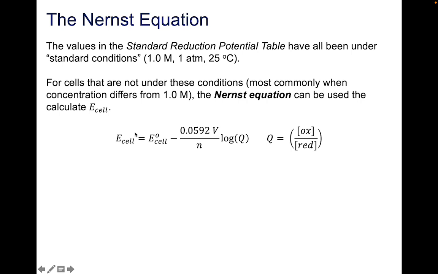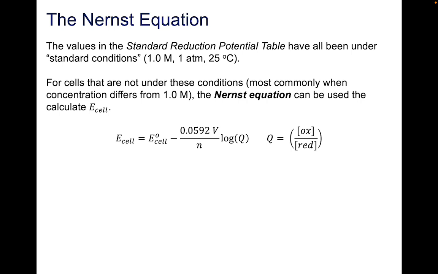You'll notice that it's very similar to the equation from the last slide that relates our chemical potential and our equilibrium value. The key difference is that instead of the equilibrium constant, we have Q, which is our reaction quotient. Just a reminder, in case you don't remember, Q is the same thing as K. It's our products over our reactants, just at a non-equilibrium state.